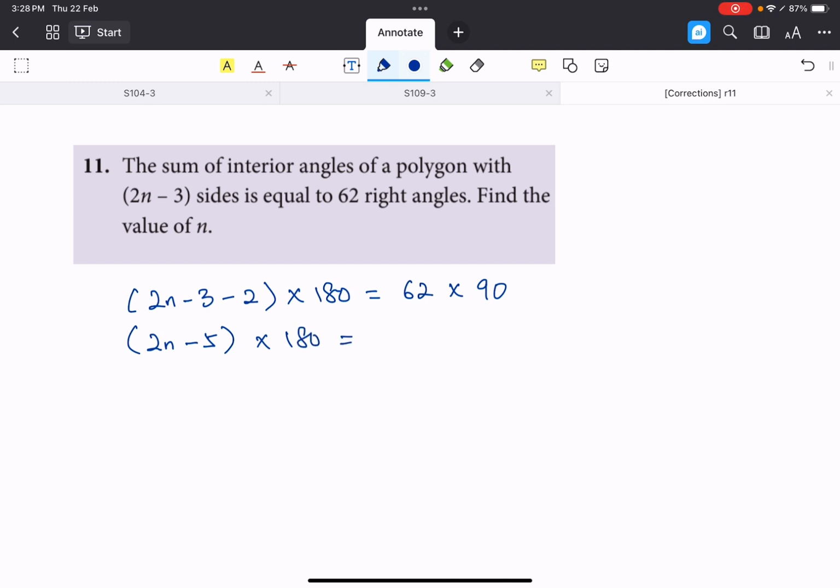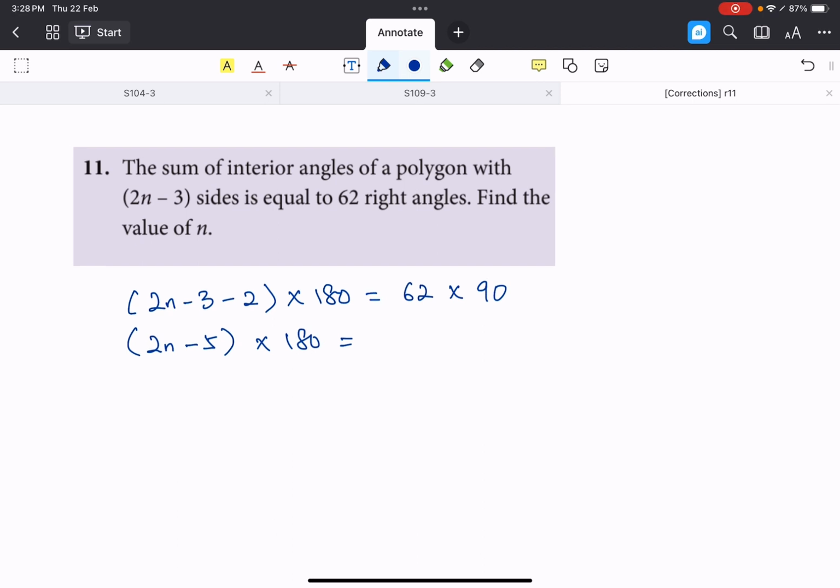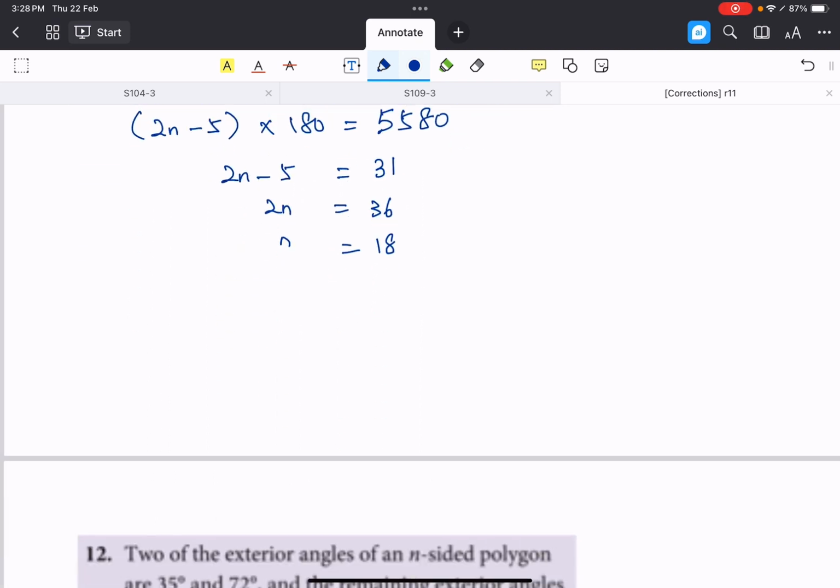Let's check with the calculator. We have 5,580, right? So what it means is that 2n minus 5 is going to be 5,580 divided by 180, which is 31. That means 2n is going to be equal to 36, right? I just need to add 5 on both sides, and n is equal to 18. And we're done, right? So that's actually the value of n for this particular polygon, right?